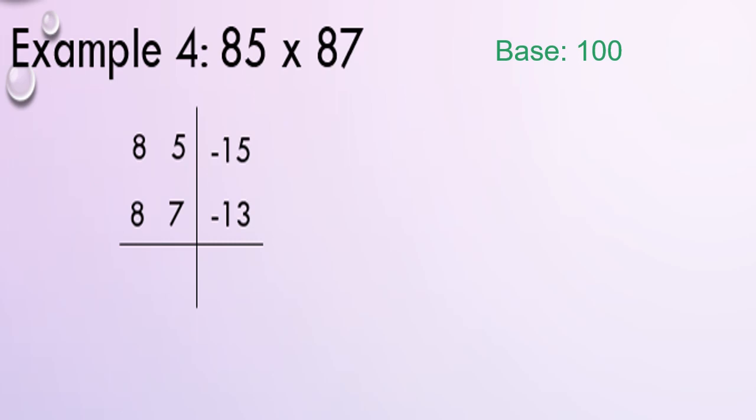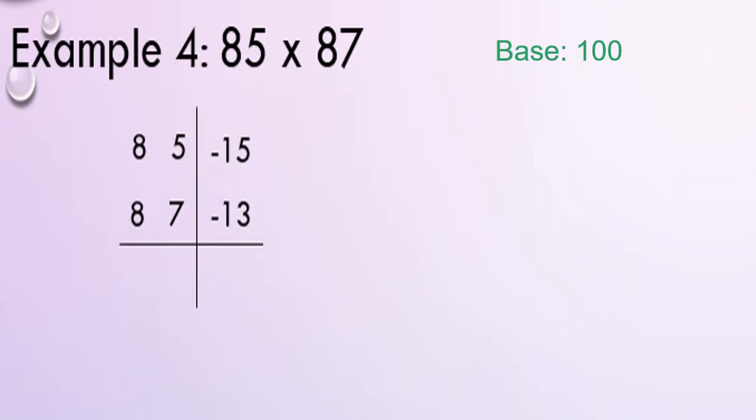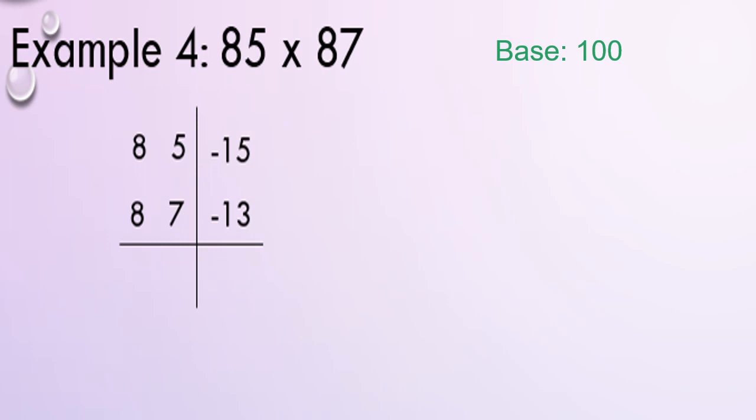Step 2, which is, we add or subtract crosswise depending on the sign. Because the sign is a minus, therefore we will subtract here. So we do 85 minus 13 equals 72. We can also do 87 minus 15 equals 72. Both give us the same left-hand part of answer, which is 72 in this case. So, we write 72 on the left-hand side of the vertical line.